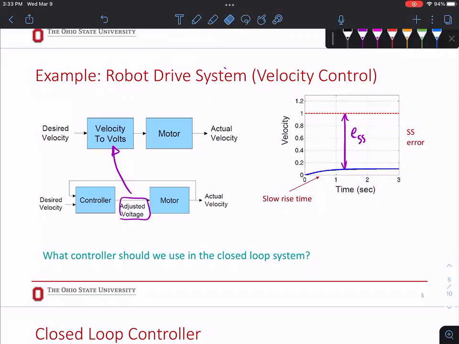So do you remember from our other lectures how we can get rid of the steady state error? What did we do before in the last example we did? It was in MATLAB. I just showed you the MATLAB. What did I do?